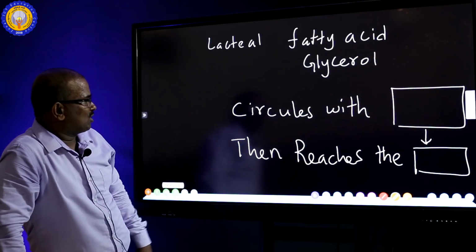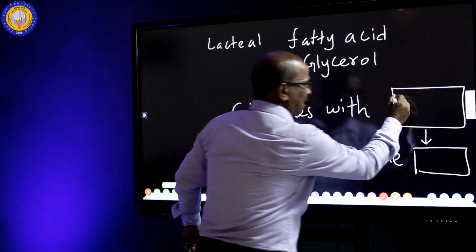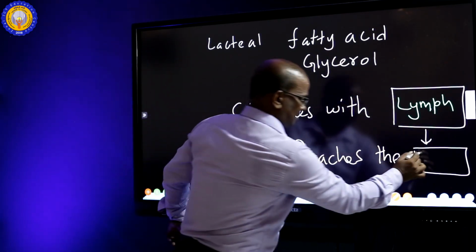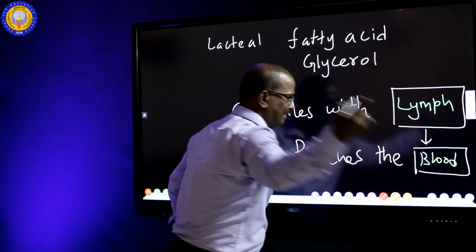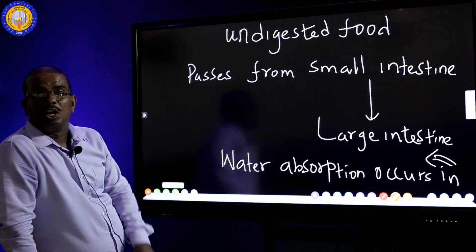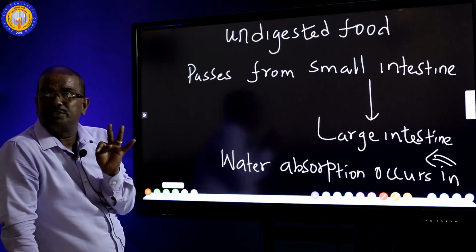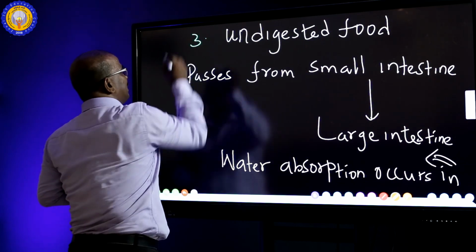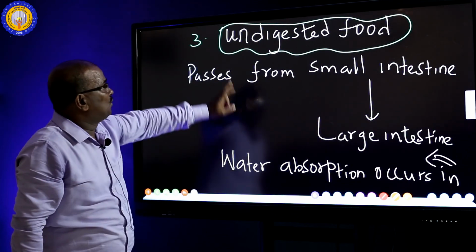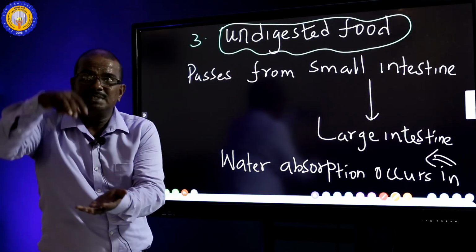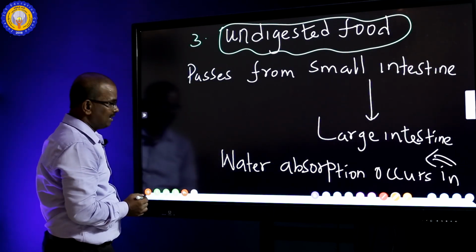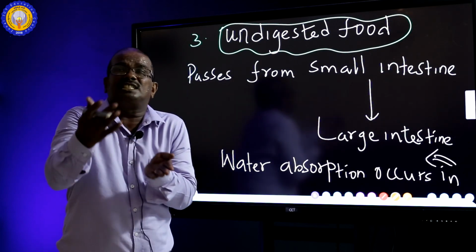Lacteal, fatty acid and glycerol circulate first in the lymph. Then they reach the blood at a certain instance. You can study this in the blood circulatory system and in the lymphatic system. Then undigested food. Digestion of food, absorption of digested food. Third function of the human digestive system is removal of undigested food. Undigested food goes from the small intestine to the large intestine.